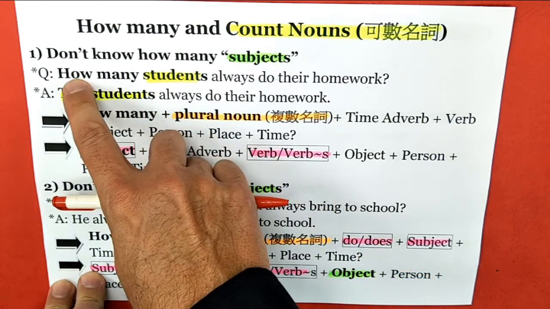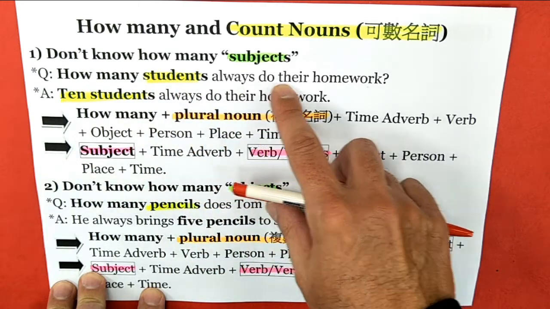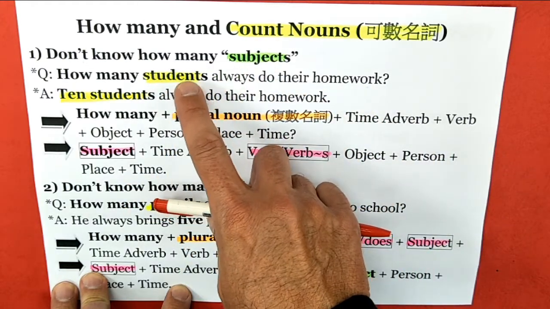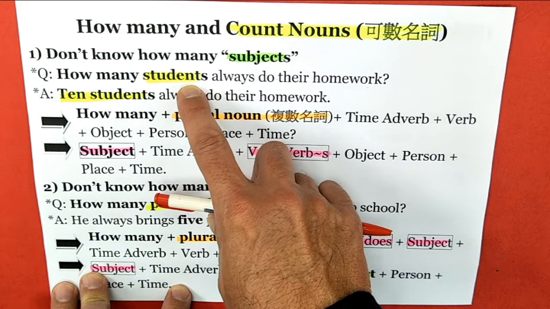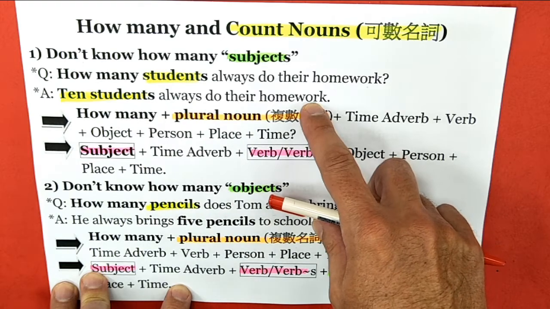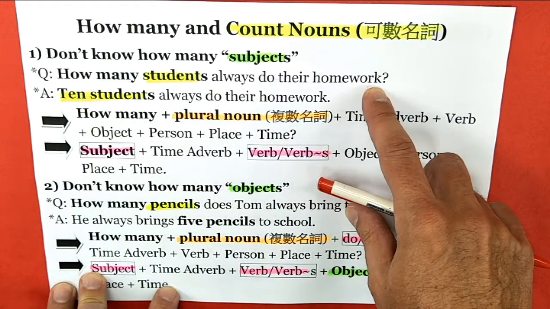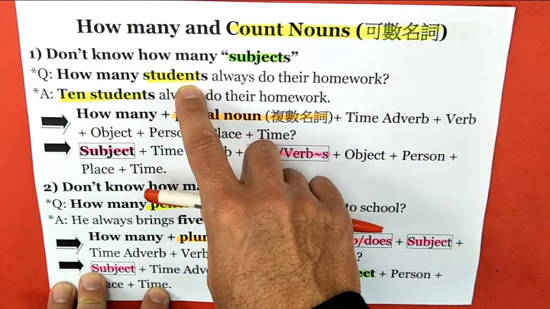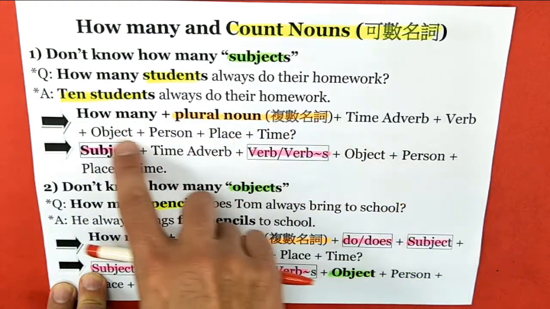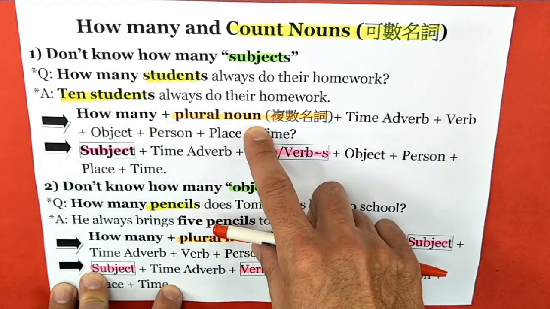For example, question, how many students always do their homework? The subject that we're looking for is the number of students. Answer, 10 students always do their homework. You see that? So how many students always do their homework? We're looking for the subject, students. 10 students always do their homework. Well, what's the sentence pattern? How many plus plural noun.